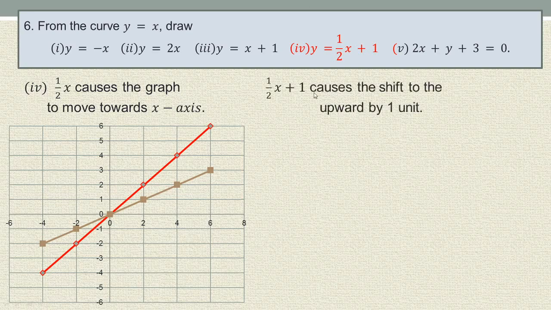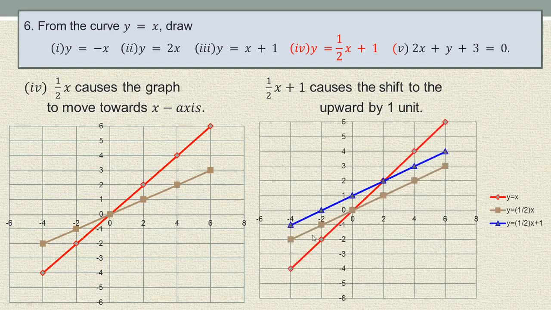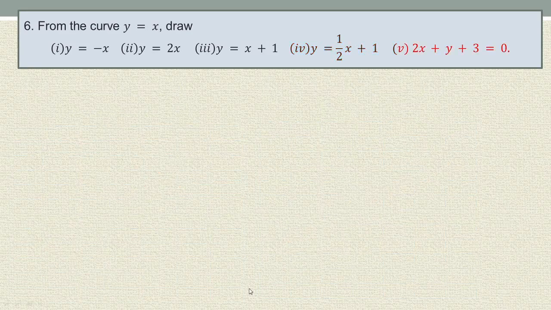And then 1 by 2 x plus 1. So you're adding plus 1 with this function, the brown line. You're adding plus 1, so it will cause the shift upward by 1 unit. You should compare this brown and this blue. So it moves in the upward direction by 1 unit. In this way you can do this problem.